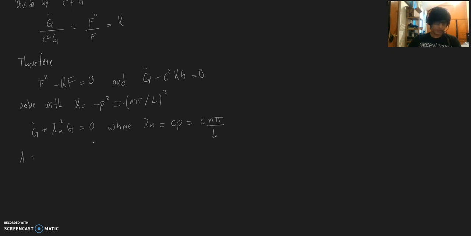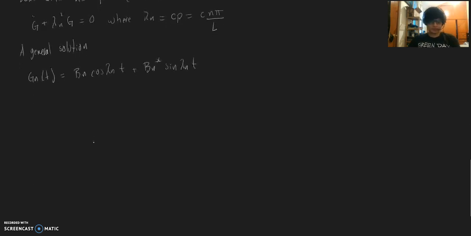So with all these, we can obtain a general solution. It's given by g n of t is equal to Bn cosine of lambda n t plus Bn star times sine of lambda n t. That is just a representation of the oscillation with respect to time.